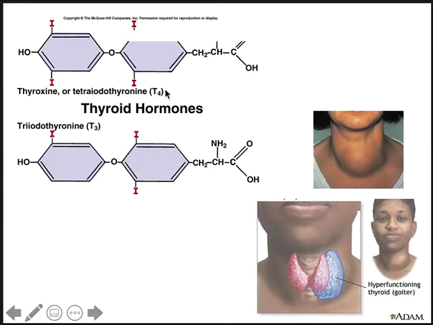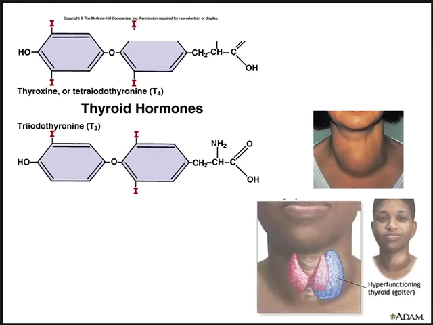So here's T4 and here's T3. You see they're very, very similar. And I don't want you to memorize their structures. I just wanted to remind you that after the thyroid secretes T4, it's going to be converted to T3, and that is what will elevate your basal metabolic rate. And your basal metabolic rate is where the majority of your calorie expenditure comes from. Okay.